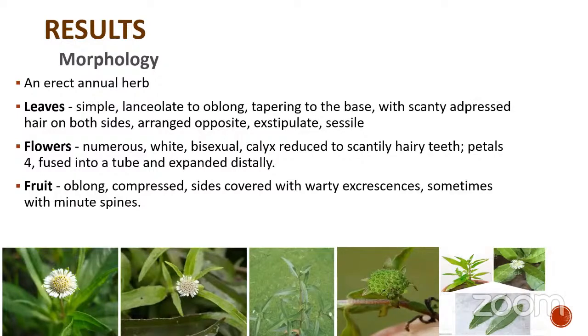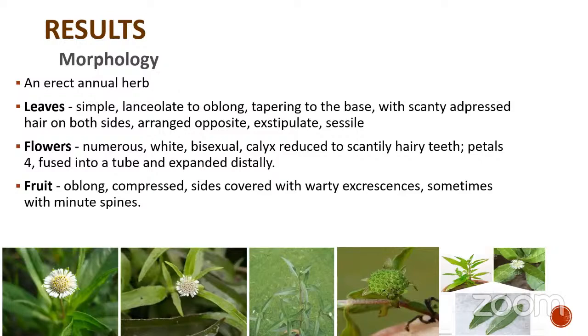The stem of the plant is mostly fleshy and strigose with scanty leaves that are much similar to the broad basil leaves. The leaves of Bhangra are simple, lanceolate to oblong in shape, tapering to the base with scanty adpressed hair on either side. The leaves are arranged opposite, they are estipulate and sessile.